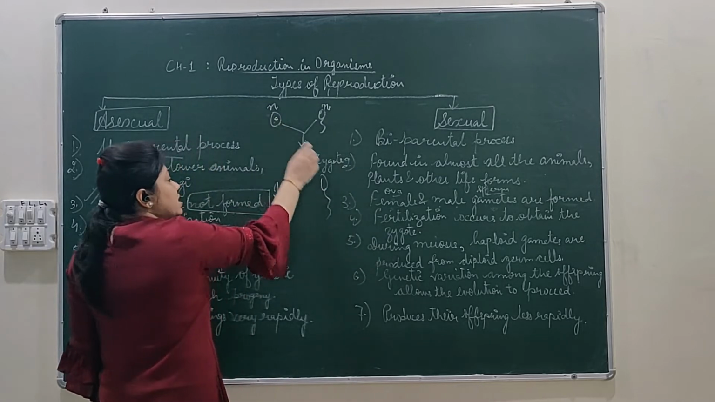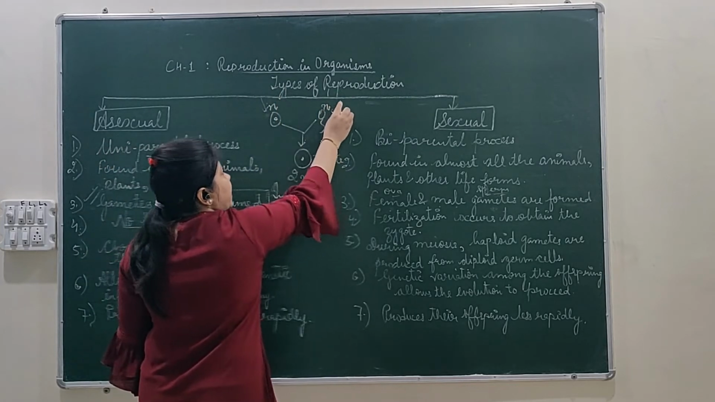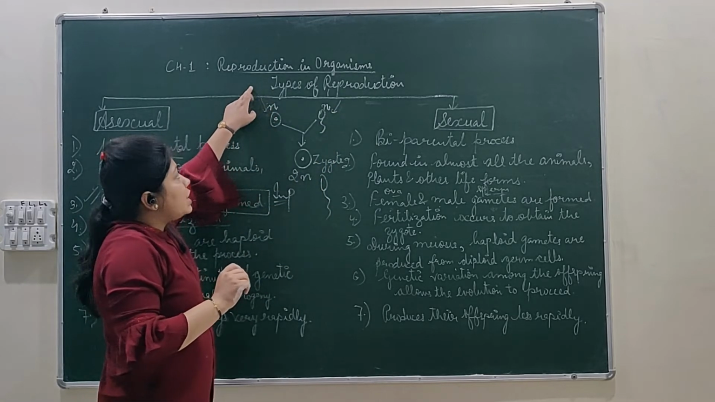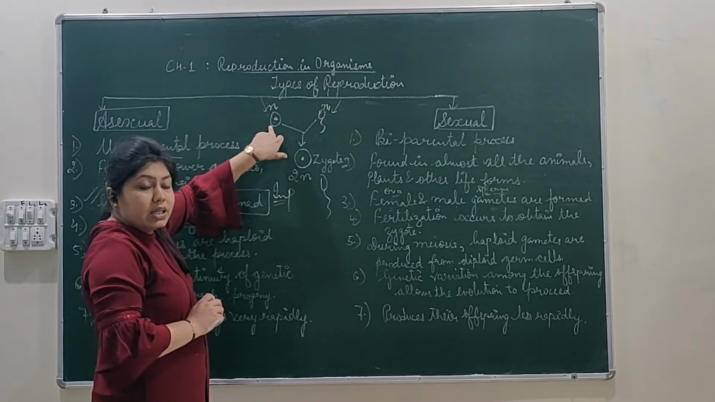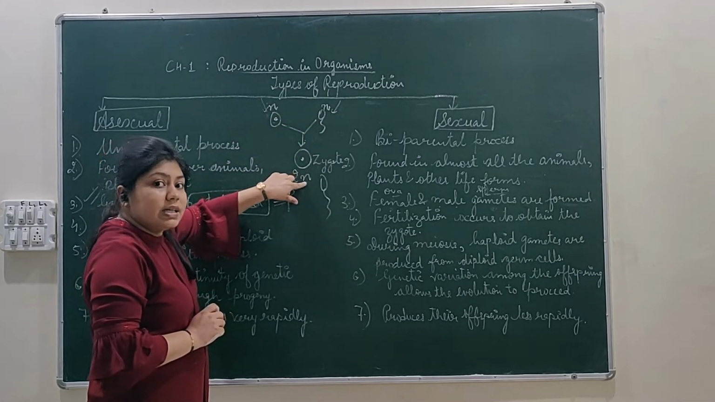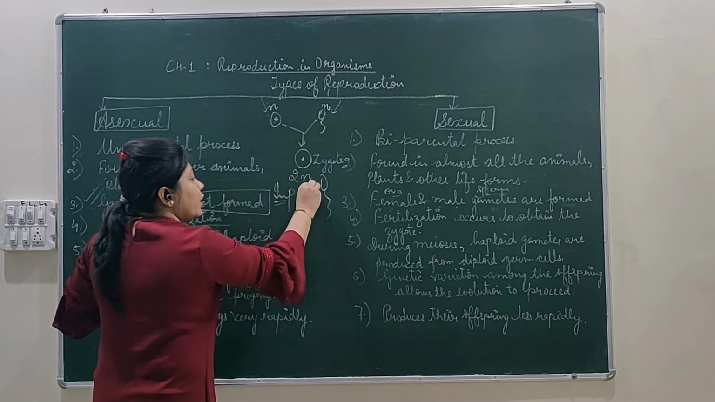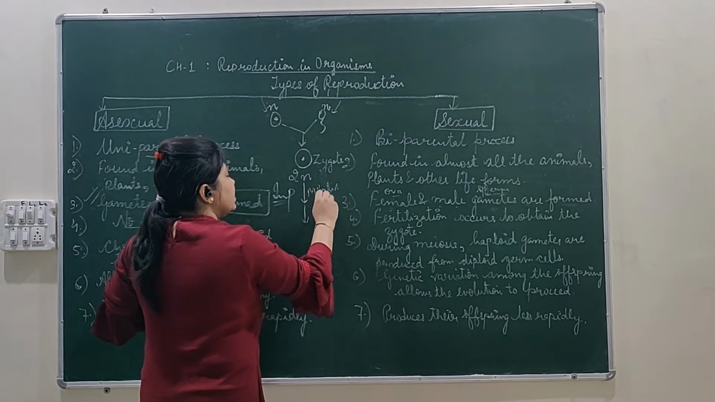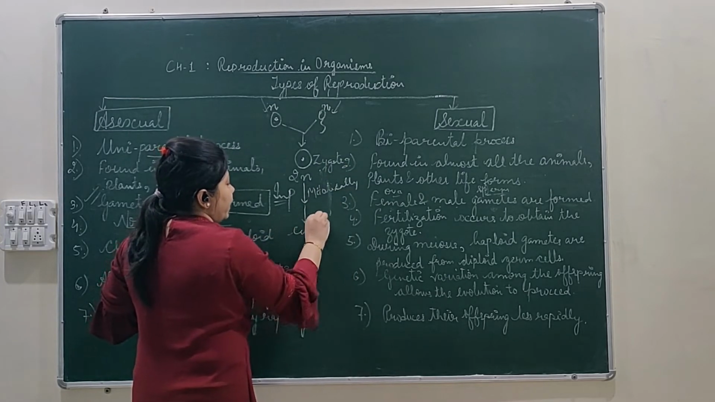So this process by which gametes are formed happens by meiosis, right? The individual is diploid. Reduction division occurs, then the gamete is formed, the egg, which is haploid in nature. After that, there is a fusion of the gametes to form a diploid zygote. Later on, this zygote divides mitotically to form the embryo, right?